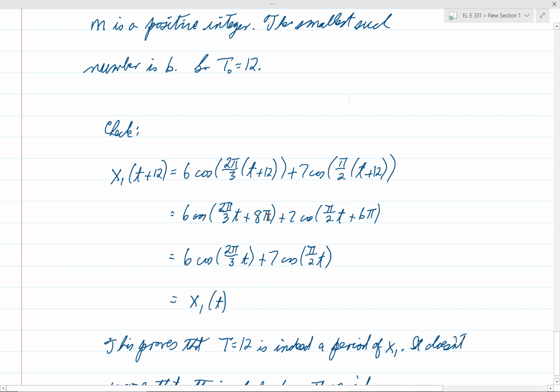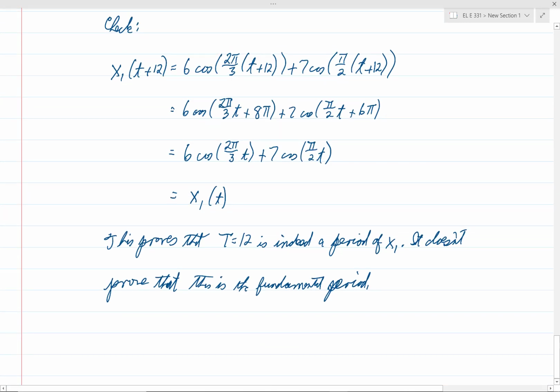Well, notice that 8 pi is a multiple of 2 pi, so we know that this just becomes 6 cosine of 2 pi over 3 t. And likewise, 6 pi is a multiple of 2 pi, so this becomes 7 cosine of pi over 2 t, and the sum of these two is just x1 of t. So we have proven here that x1 of t plus 12 is equal to x1 of t, and that proves for sure that 12 is a period of x1. It doesn't prove that it's the smallest period, but it does prove that it's a period, and that's all that we were asked to do in this problem.